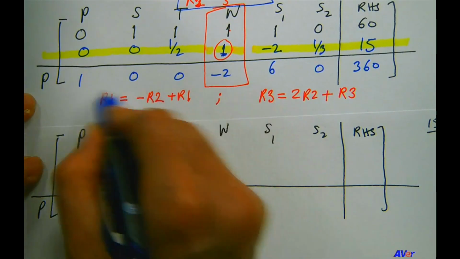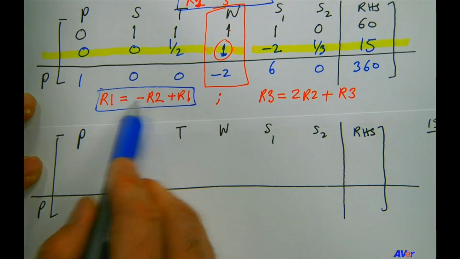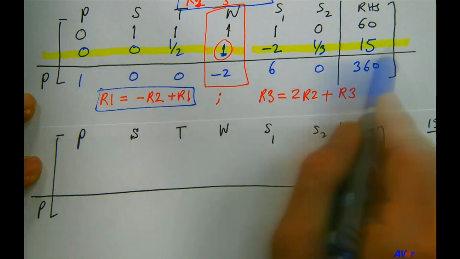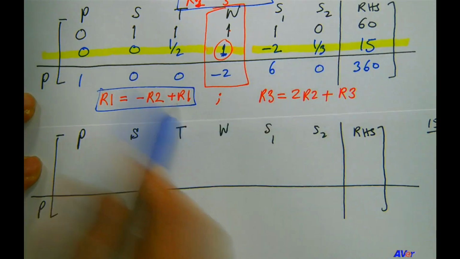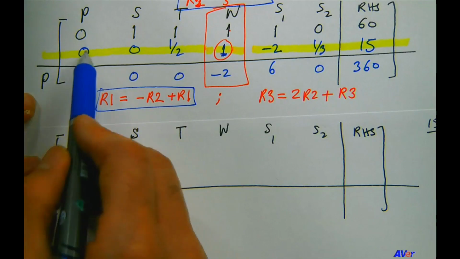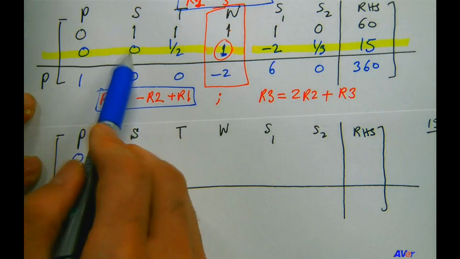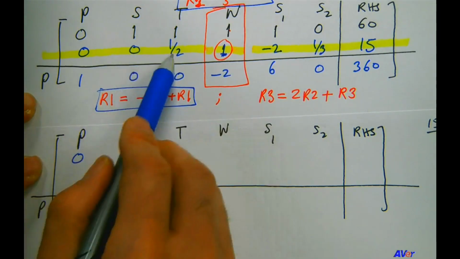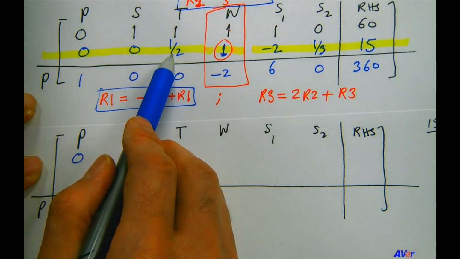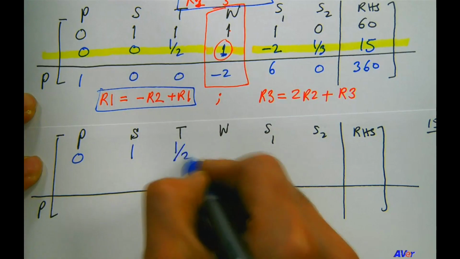Okay, so let's carry out this row operation first. This is saying multiply the pivot row, which is the second row, by -1. Multiply this row by -1 and add it to row 1. Let's do that. -1 times 0 is 0, plus 0, 0. -1 times 0, 0, plus 1, 1. -1 times 1/2, that's -1/2, plus 1 is +1/2.